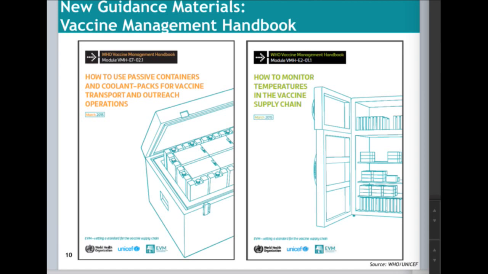And these also will be published soon. They're just in the middle of being designed and will be issued and posted on TechNet, so please keep an eye out on the website for that.